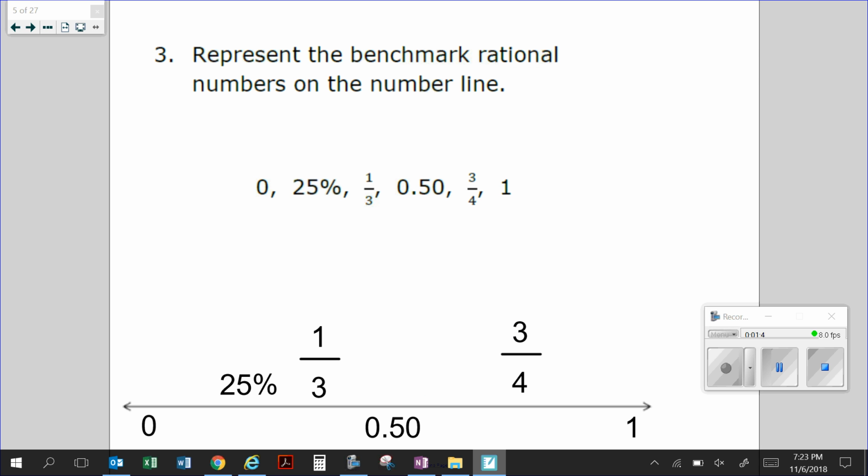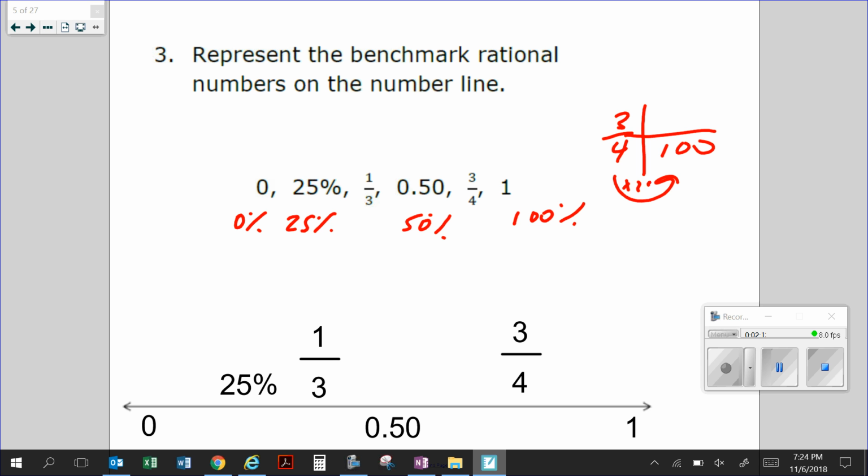Represent the benchmark rational numbers on this number line. So 0 is the starting point. If numbers are to the right of 0, they are positive. So this is 25%. So this is 50. I like working with percent, so I'm going to rename this as 0%, 25%, 50%, 100%. What about 3/4? In the previous one, we already found out what 3/4 was. How do you build a 4 to 100? Times 25, times 25, 75/100 or 75%.